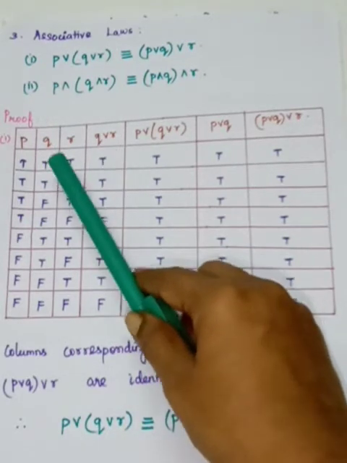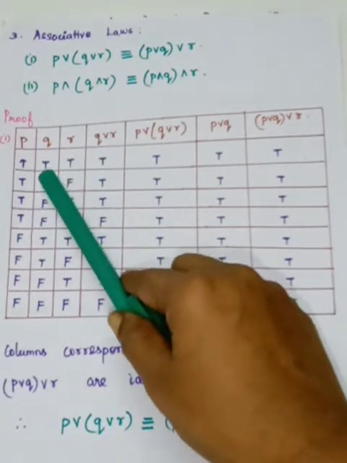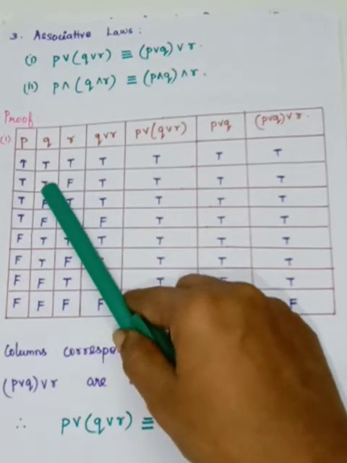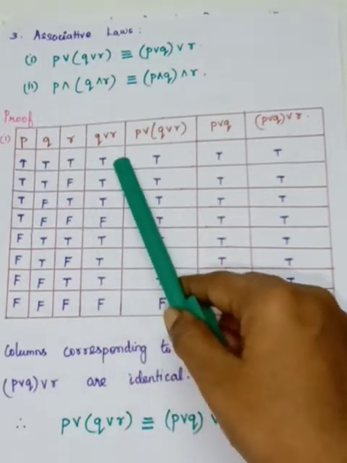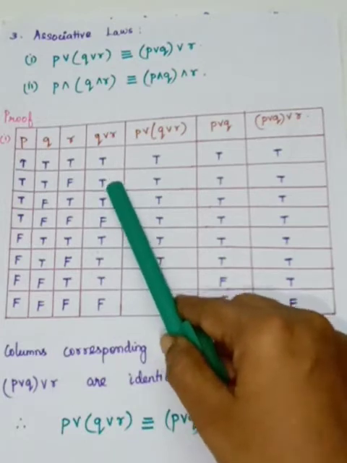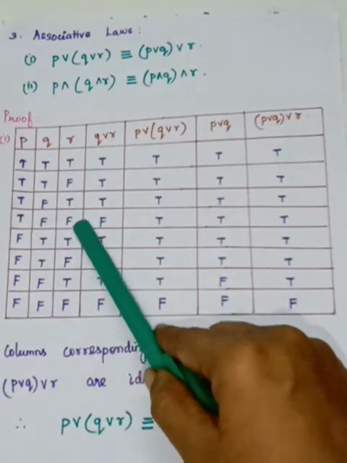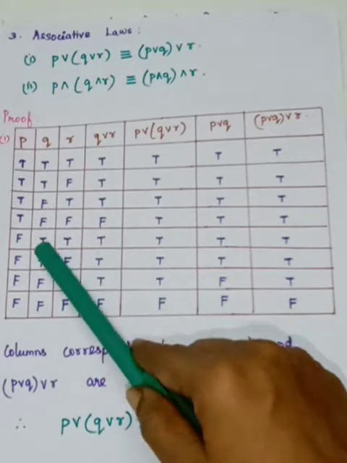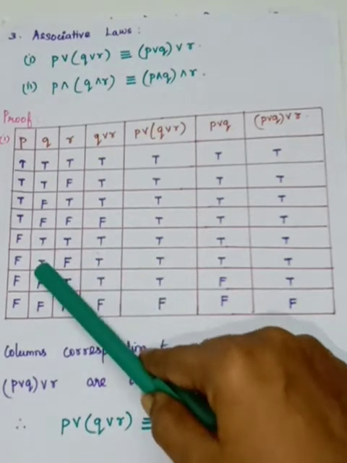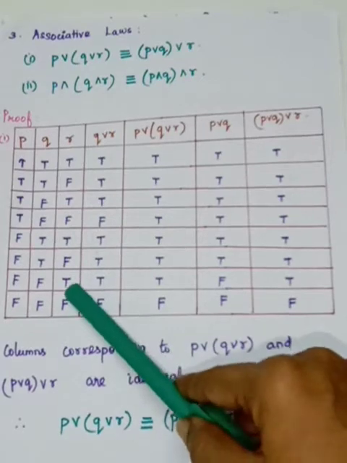Or means if any one is true, it is true. So you will get here both are true. Any one is true, it is true, and both are true also, it is true. So the first one is true. The second one is also true. The third one is also true. You look at the fourth one, both are false, so it is false. Here both are true, so it is true. Here one is true, so it is true. Here R is true, so it is true.